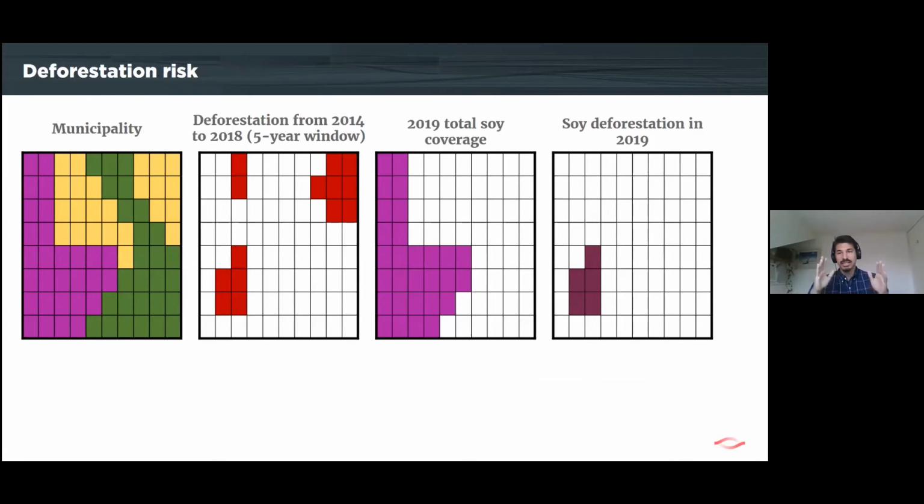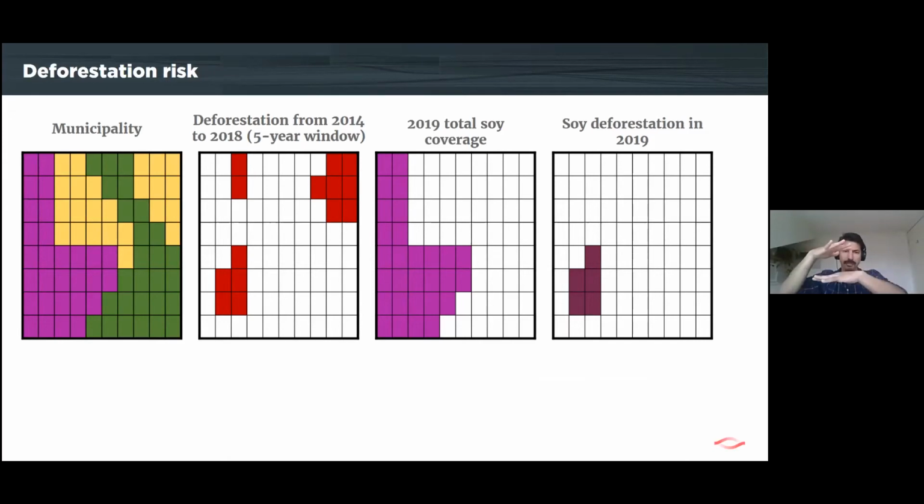Great. So that's how we map the supply chain. And then the next step is to map the deforestation associated to that commodity. And for that, I think that's kind of easier to explain. So basically what we do is we get the map of soybean production in Brazil, and we overlap it with official data sets on deforestation provided by the government.